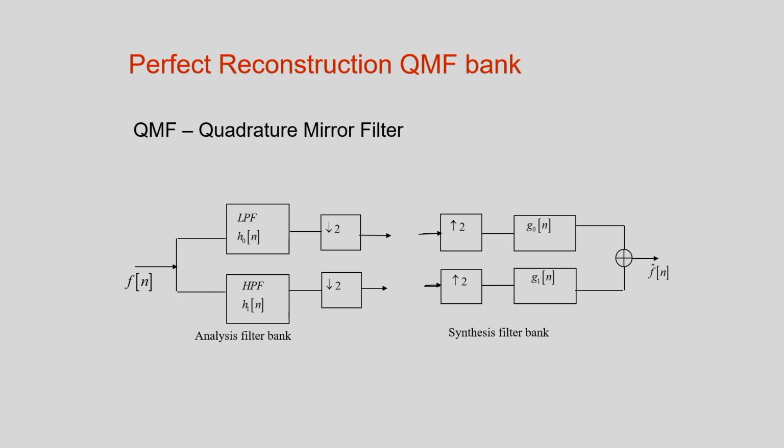One is the low pass filter, H0n, and the high pass filter is H1n. So for analysis, the signal is Fn. I am considering the low pass filter to get the approximate component, and the high pass filter to get the detail information. After this I can do the downsampling by 2. This is for the analysis of the signal, so this is called the analysis filter bank.